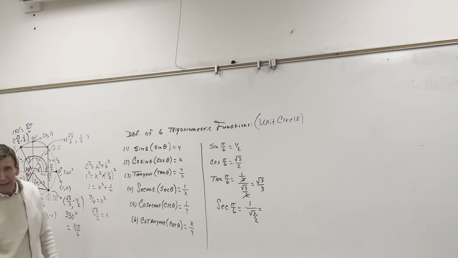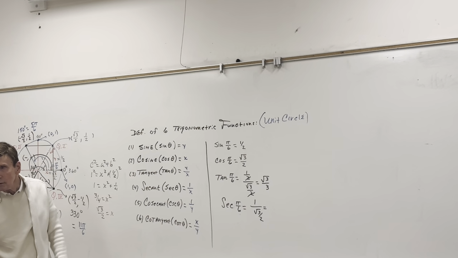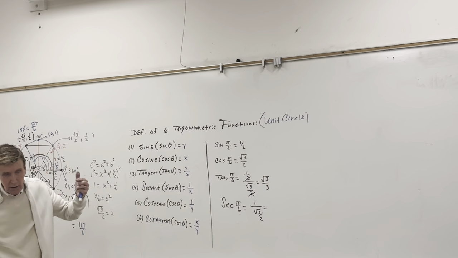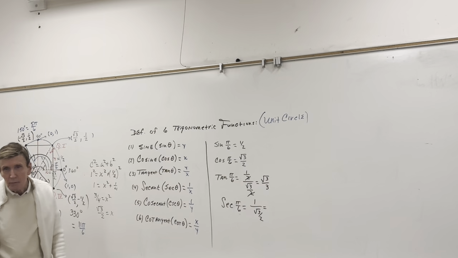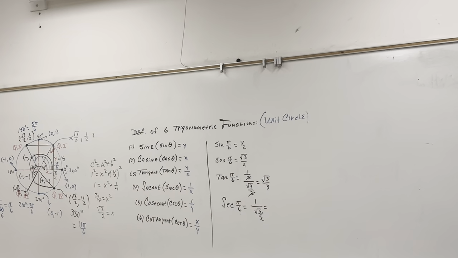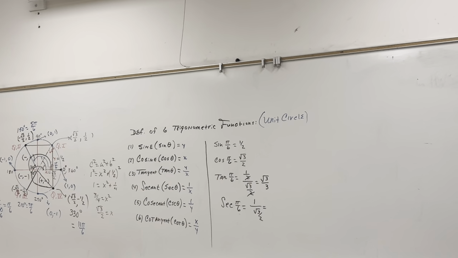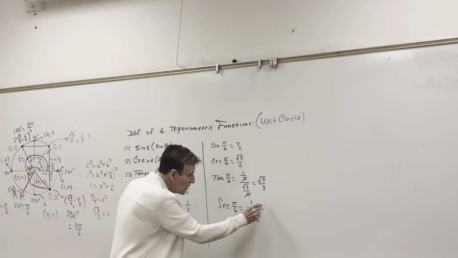Now, can someone clean that up real quick for me? 1 over radical 3 over 2, cleaned up, rationalized. Can someone tell me what it looks like? On the side there. 1 divided by 10. Something better than that. What does it look like? No radical in the denominator. Cleaned up. 2 radical 3 over 3.